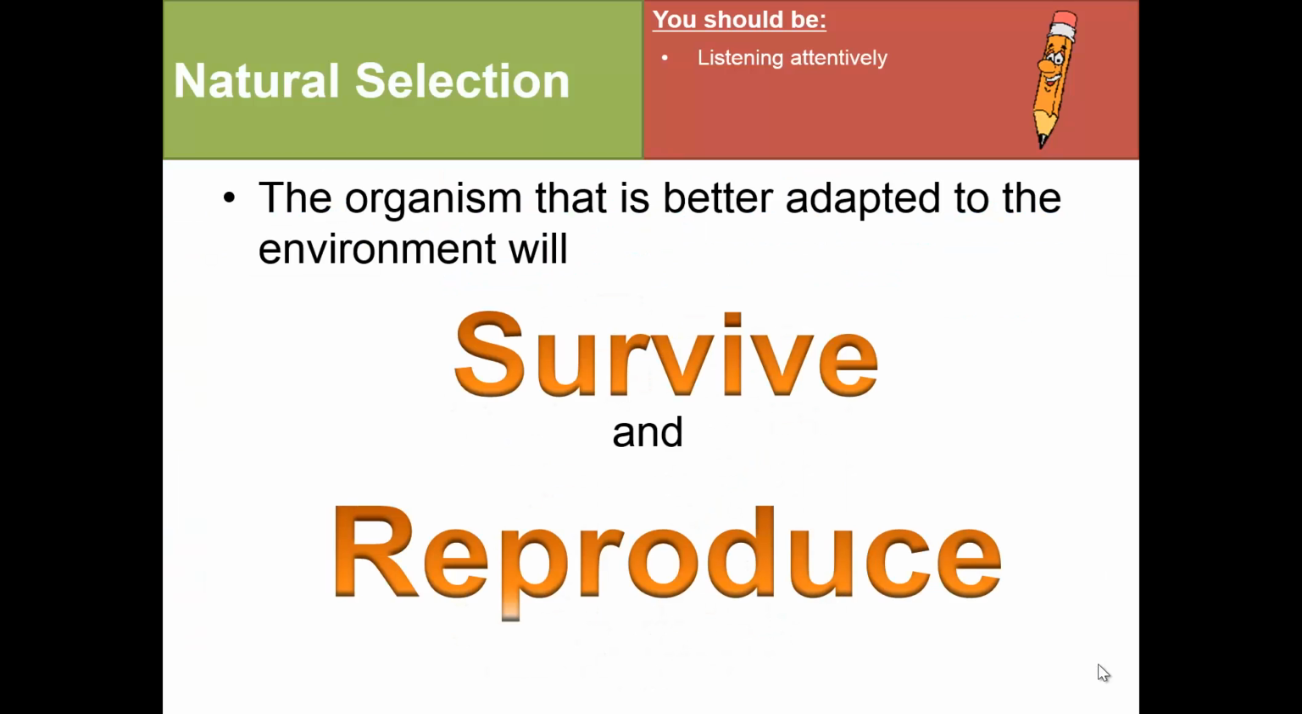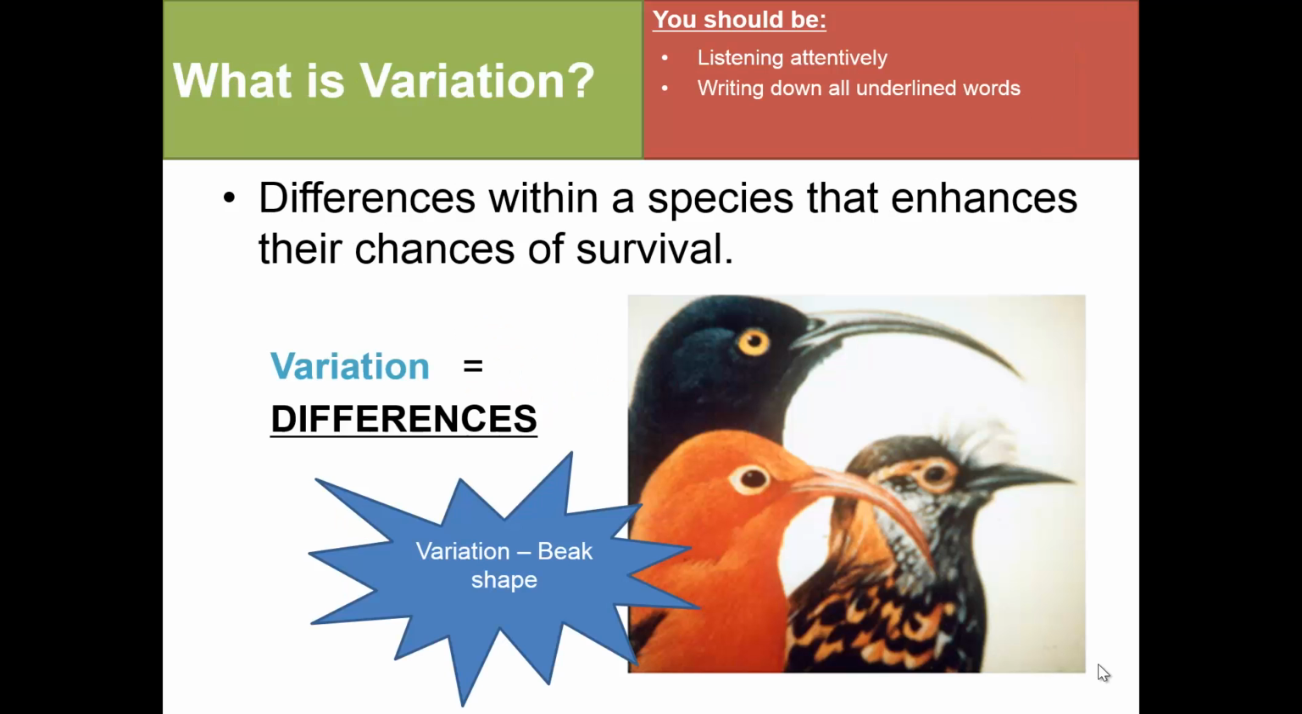So first, what is natural selection? Natural selection is the idea that the organism that is better adapted to the environment will survive and reproduce. So those that are better adapted will survive and they will reproduce. The other word that we're going to need to know today is variation. The word variation means differences within a species that enhances their chances of survival. So the word variation means the same thing as differences.